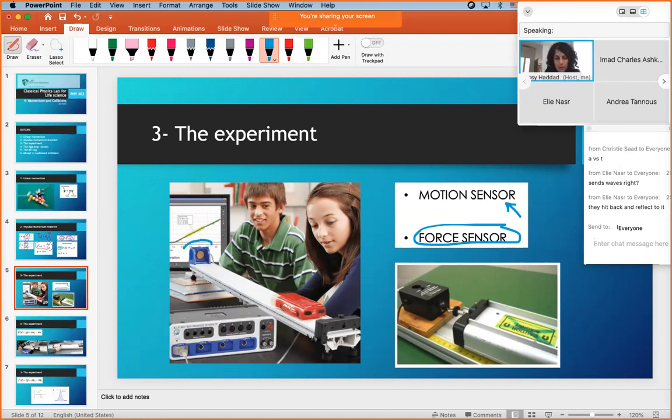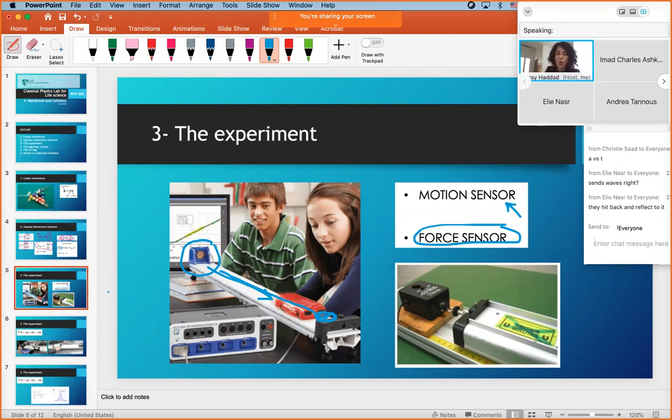The motion sensor is here. It's gonna look at your cart, and you have a force sensor just before the collision is gonna happen. So the cart is gonna slide down, it will hit the force sensor. The force sensor will measure the force and definitely the time during which the collision was taking place, and the motion sensor can calculate the V.